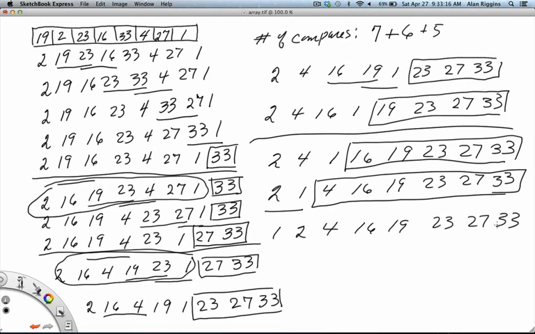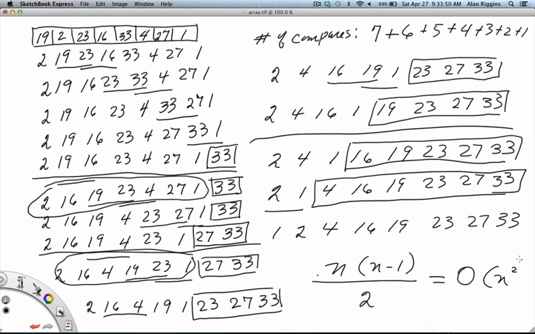So the number of comparisons we had is 7 plus 6 plus 5 plus 4 plus 3 plus 2 plus 1. So this gives us n times n minus 1 over 2, which is equal to big O of n squared.